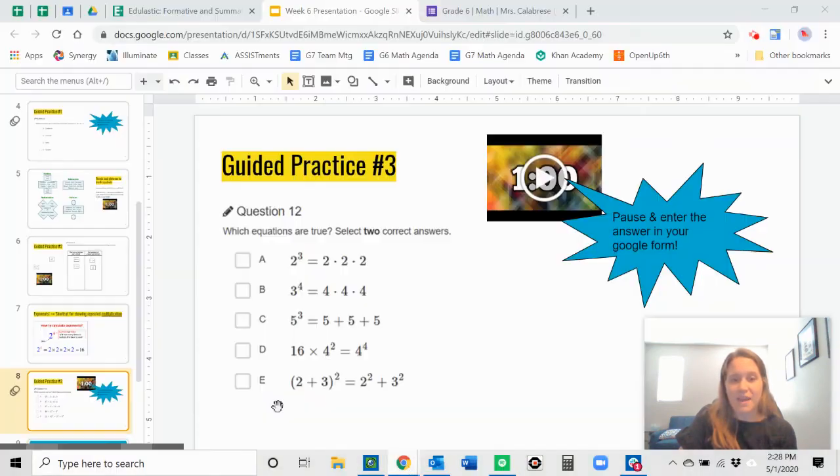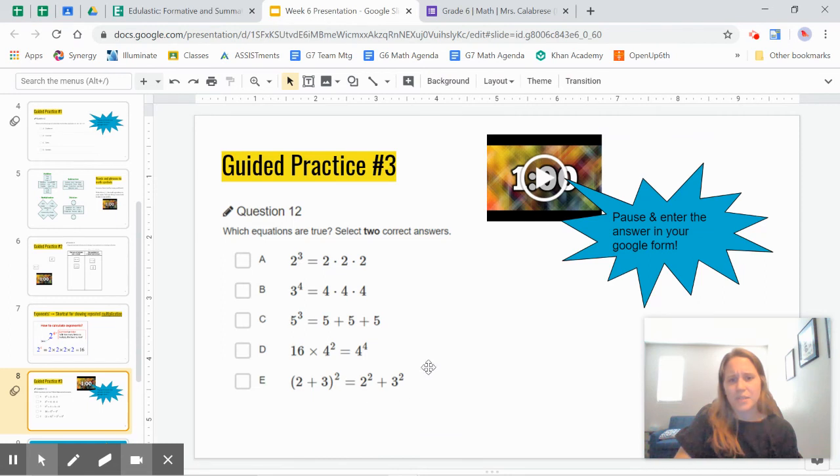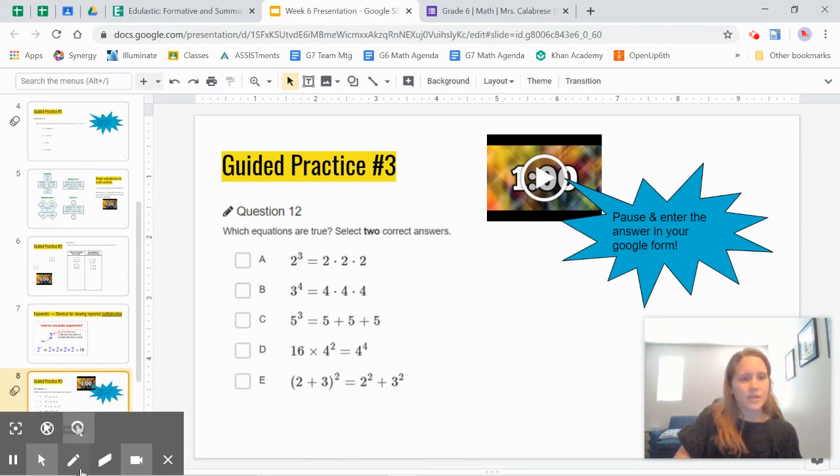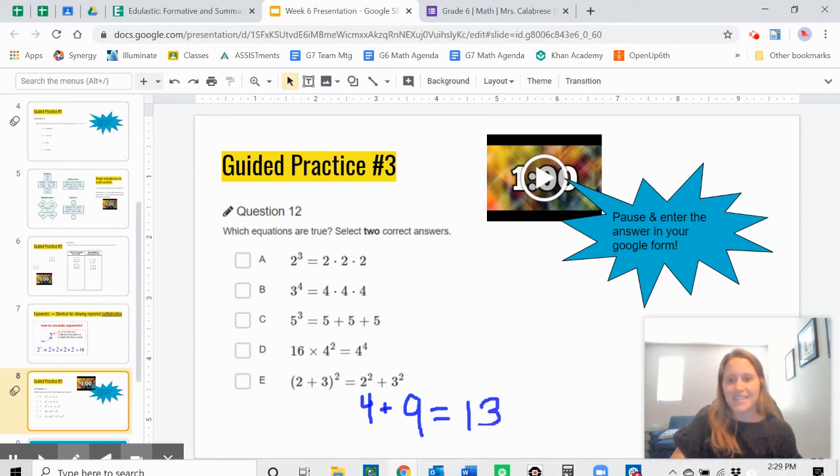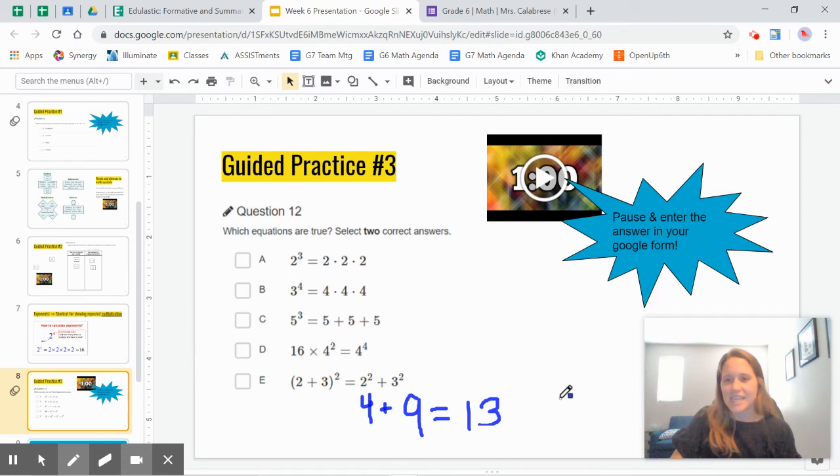5 squared is 25. Do you know what 2 squared plus 3 squared is? Do you know what 2 squared is? 2 squared is 4. And I'm going to do this exponent before I add. What's 3 squared? 3 squared means 3 times 3. 3 squared is 9. Very good. Ooh, what's 4 times 9? I'm sorry, 4 plus 9 is 13, right?